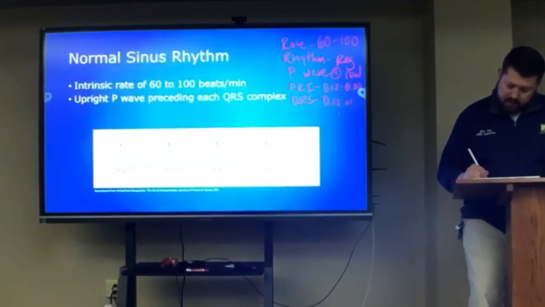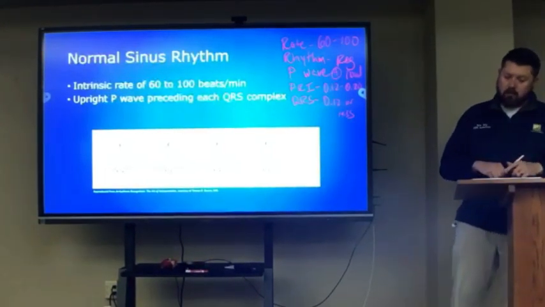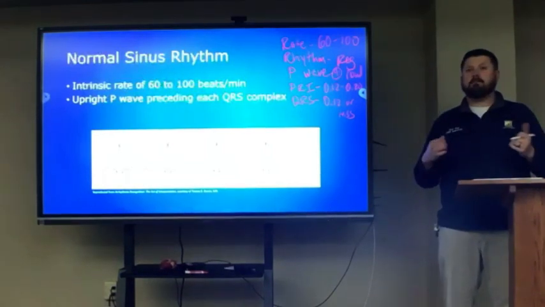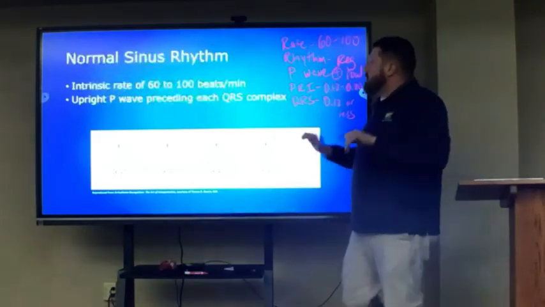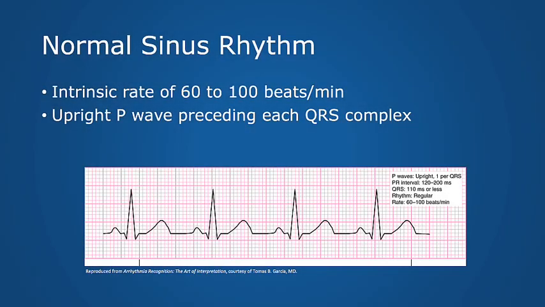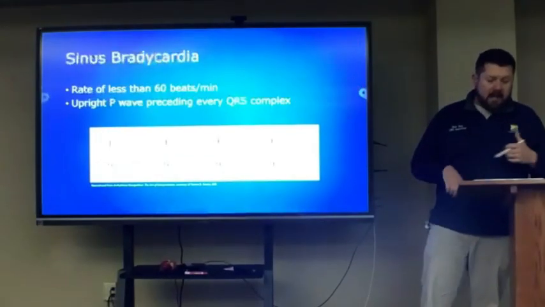0.12 or less. So, which rules does it break? None. It is normal sinus. This is really the only time that you can call a strip normal sinus because it doesn't break any of the rules. Even as we move forward, we go to sinus bradycardia.